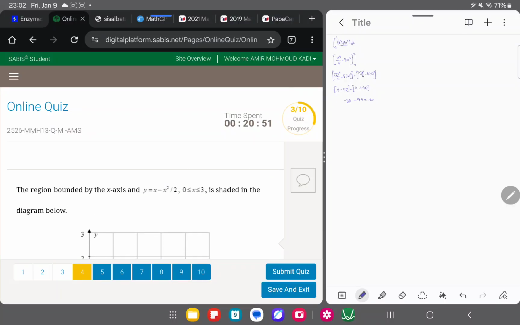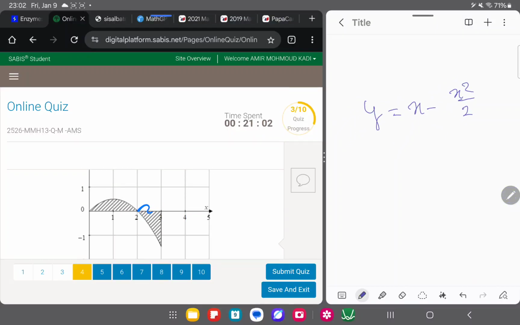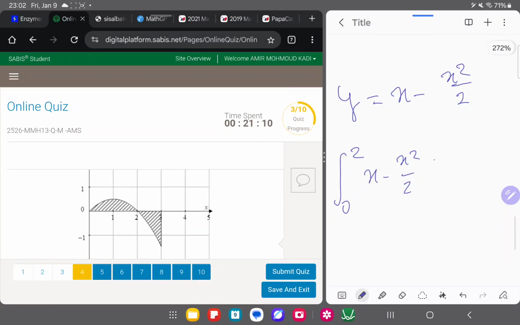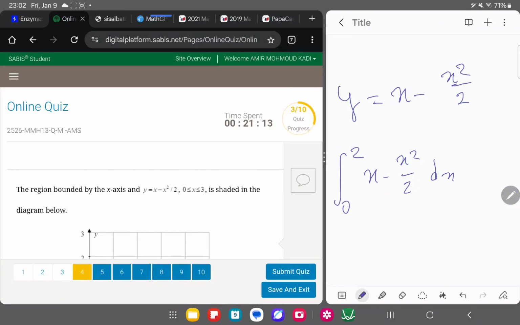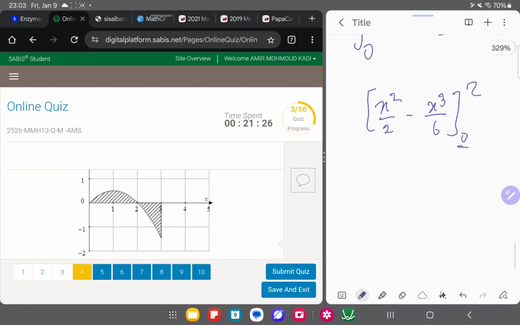So what's our graph again? y is equal to x minus x squared over 2. And then we'll start with the boundaries 0 to 2. So easy as that: the integral from 0 to 2 of x minus x squared over 2 dx. Now first you integrate the inside, and you get x squared over 2 minus x cubed over 6, ranging from 0 to 2. Just substitute 2, and 0 as the lower limit. No need to do the other one.